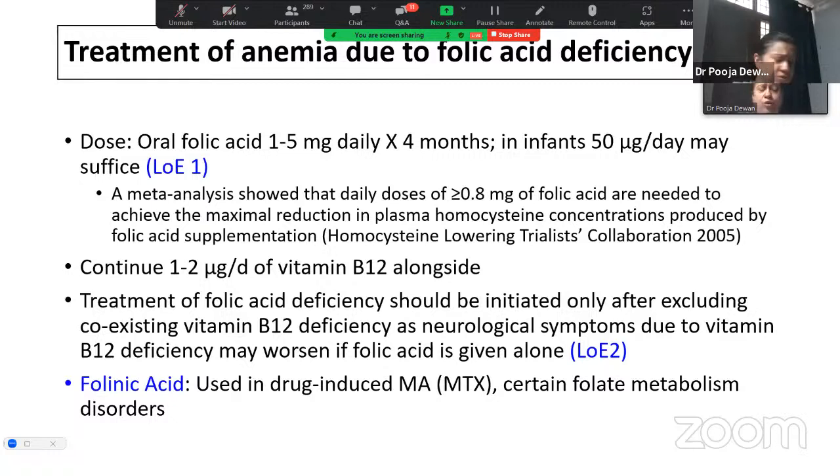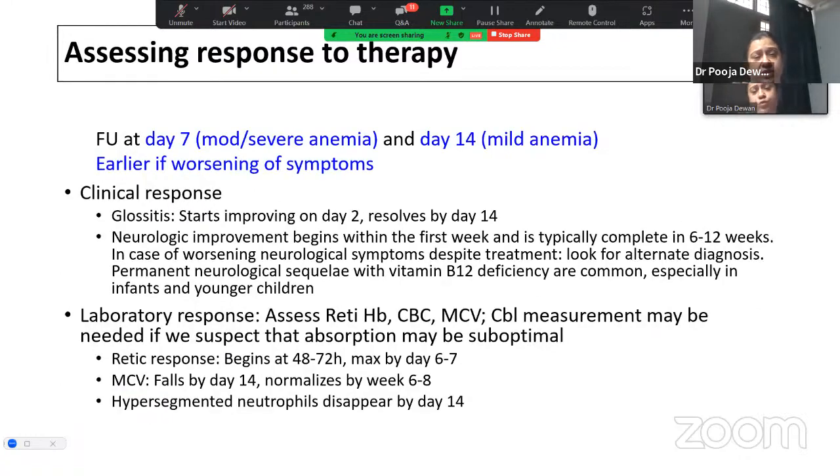And always the treatment of folic acid should be started only when you have excluded underlying B12 deficiency. Folinic acid is an option which is used when you have drug-induced megaloblastic anemia because of folate antagonists like methotrexate, and in certain folate metabolism disorders.